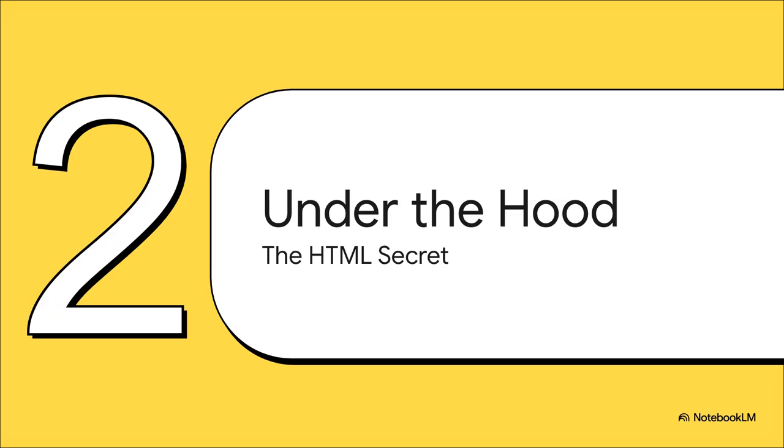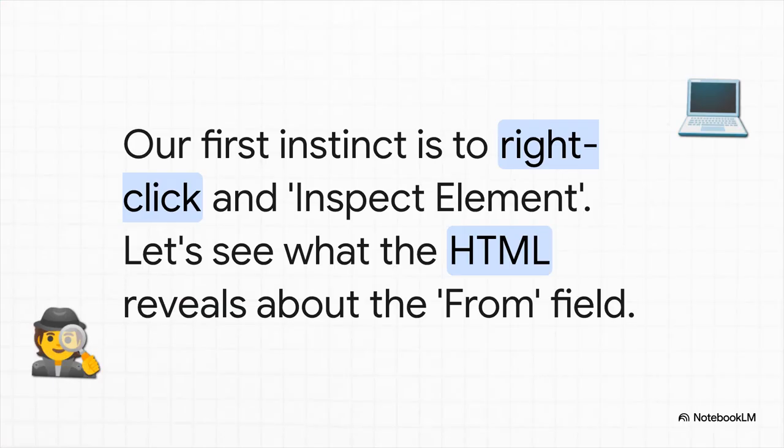So it's time to put on our detective hats. To figure out why our trusty old tools are failing us, we need to pop the hood and take a look at the actual HTML. The answer is hiding in plain sight. You just have to know where to look. Okay, so let's use that From field on MakeMyTrip as our guinea pig. Our first instinct as testers, whenever something doesn't work, is to right-click and hit Inspect Element. And this is where we're going to find our first big clue.